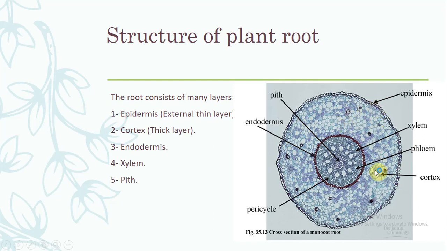After that, the second layer is called cortex, and the cortex is a thick layer. After that, this layer is called endodermis. Then this layer is called xylem. And the last one is called pith. So again, the root consists of many layers: epidermis, cortex, endodermis, xylem, and pith.